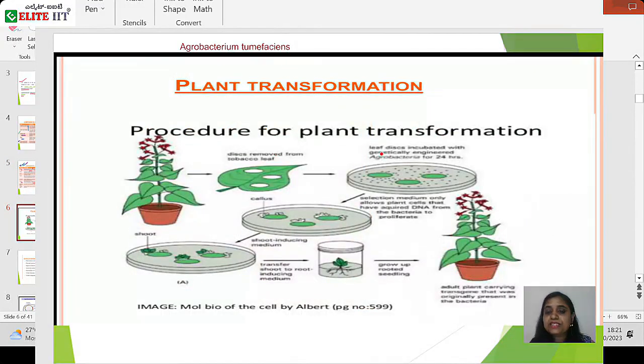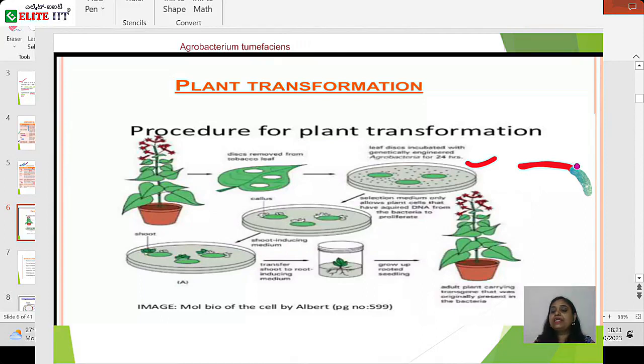So here also the same thing is given. See, discs are taken, leaves are taken, leaf discs incubated with genetically engineered agrobacteria for 24 hours. Genetically engineered, that means at the tDNA section, some gene is inserted. Okay, now selection media only allows plant cells that have acquired DNA from the bacteria to proliferate. So in the tDNA section, not only the gene of interest is taken, along with that, one segment will be there so that you can identify whether recombination is done or not.